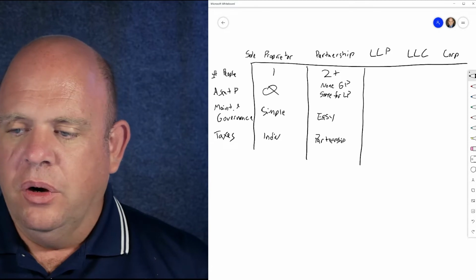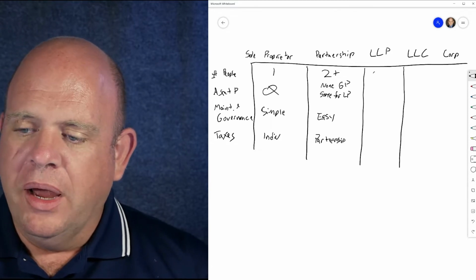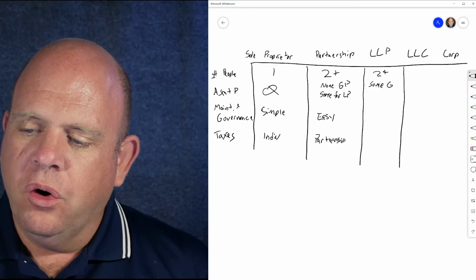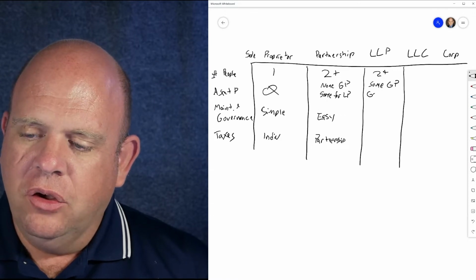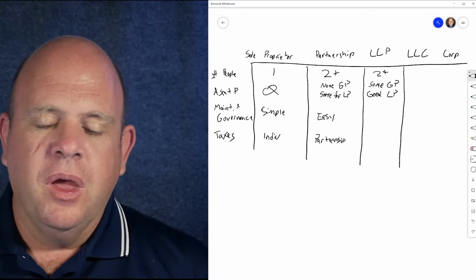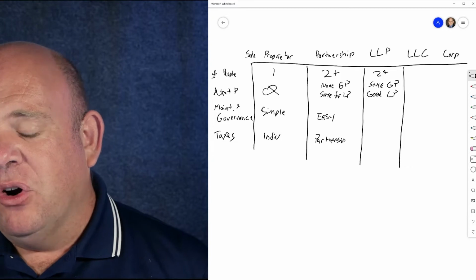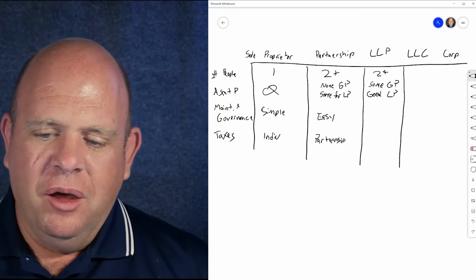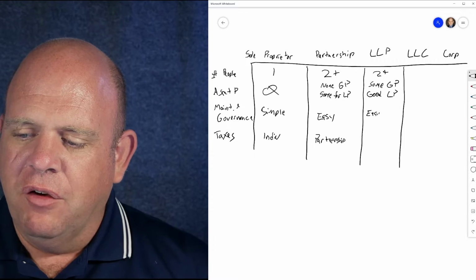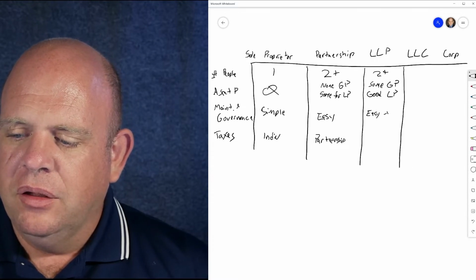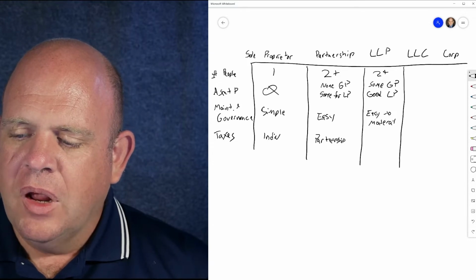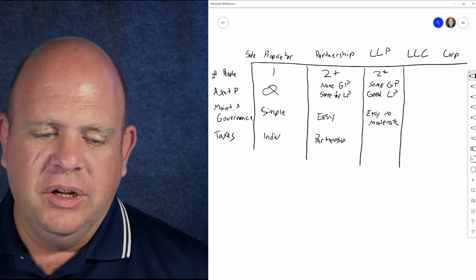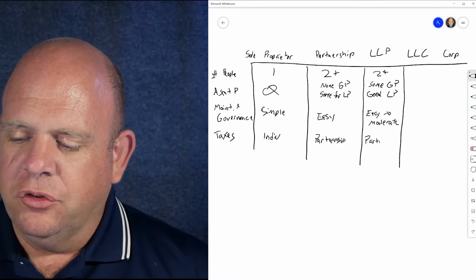Then there is your LLP, which also requires there be two or more people. And now there's some asset protections for the general partner and good asset protection for the limited partners. So why would you choose a partnership over an LLP? Really, it comes down to cost of filing and the difficulty of governing it. There can be some moderate amount of maintenance that needs to be taken place on the LLP in order to keep it valid. And you will be taxed as a partnership.